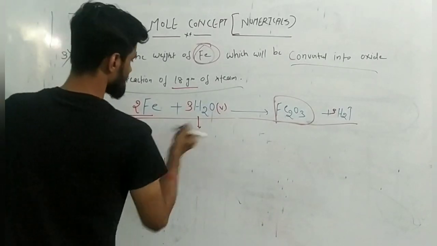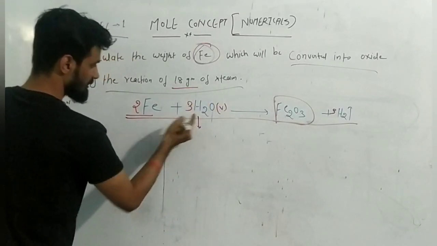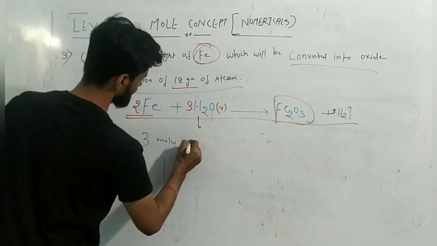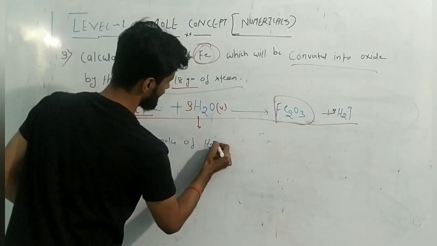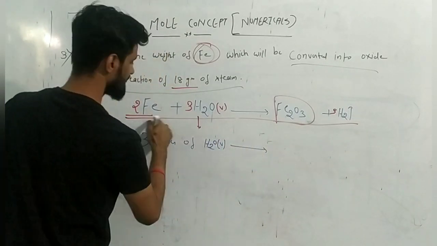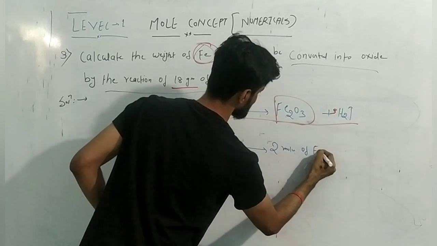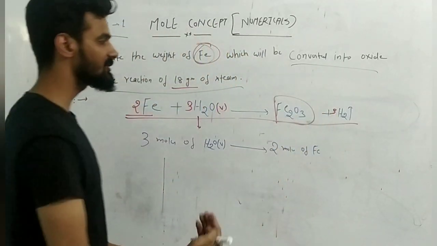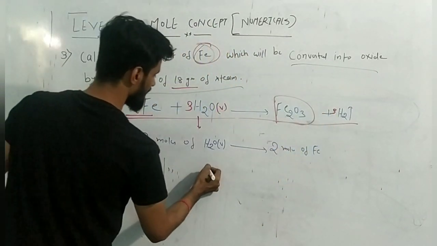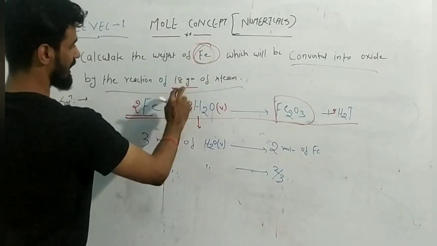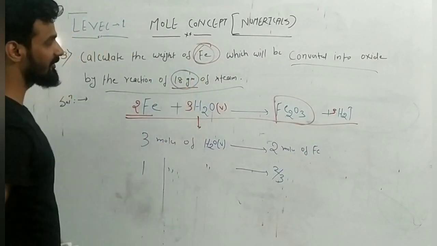Okay, now just asking here, you can see 3 moles of H2O vapor is going to react with 2 moles of iron to convert into Fe2O3, iron oxide. So 1 mole of H2O vapor will be reacting with 2 by 3 moles. So here you can calculate 18 gram of steam.